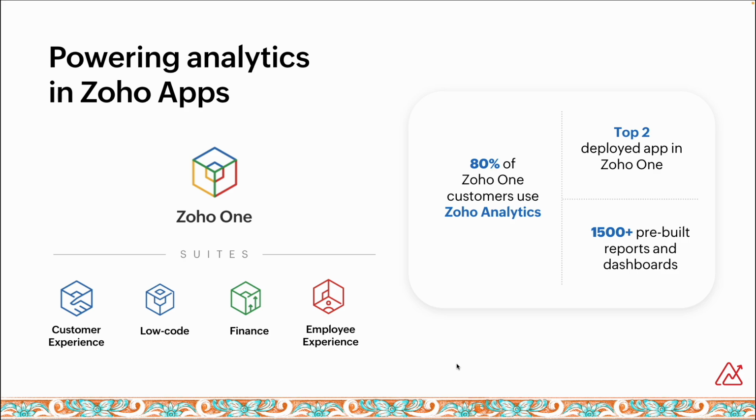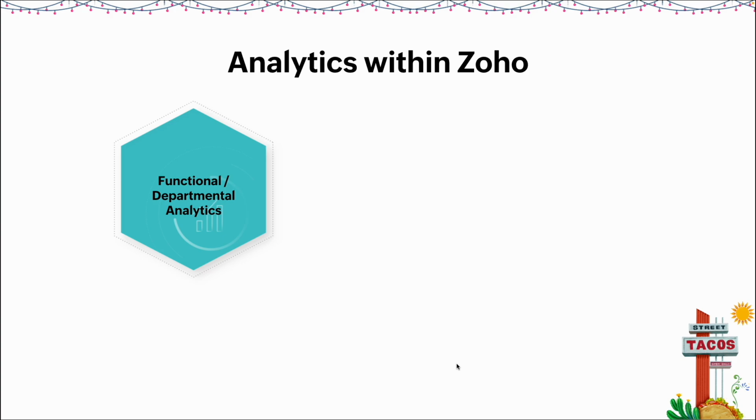And the stats indicate as well. Apart from these bundles, there are also 70,000-plus businesses that use Zoho Analytics for their business needs every day. These are standalone users. So with that, we're going to talk about how Zoho Analytics fits into this Zoho ecosystem for various departments and various functions. Zoho Analytics is available for functional or department-specific use. So it could be sales, marketing, finance, projects, HR, and so on.